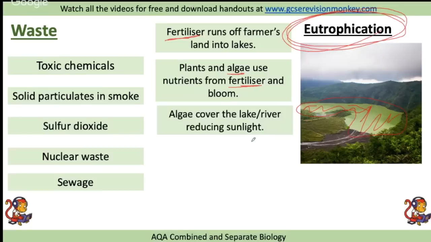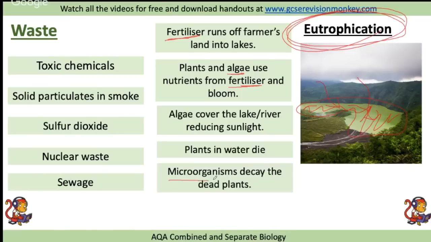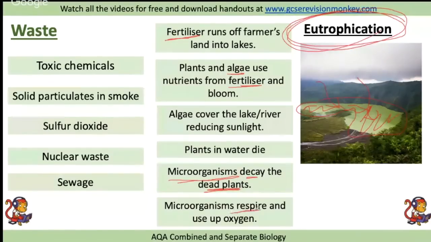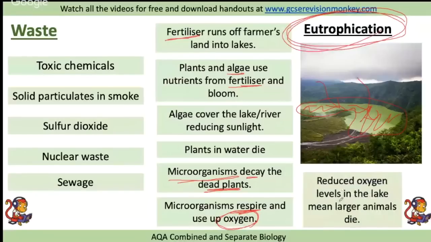When they cover the lake, this reduces the sunlight that can get in. And this means that the plants in the water die because they can't do photosynthesis anymore, so they die off. Again, relating to microorganisms now, the microorganisms that are in the lake decay the dead plants. And the link that I made before, these microorganisms respire. And when they do that, they use up the oxygen in the lake, and this can cause lots of larger animals to die. Like the larger fish and things will now die because the oxygen levels get so low.